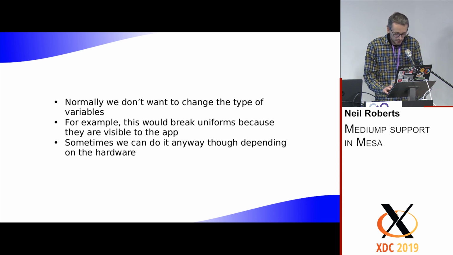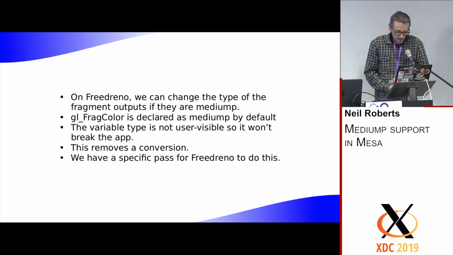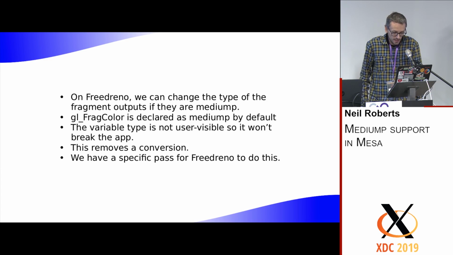So, for example, on Freedreno, the outputs for the fragment shader can be half float, and the type of the output variables from the fragment shader aren't visible to the application anyway, so it doesn't matter if we lower them. So in that last example where I said we convert to float 32 directly before storing in frag color, if we change the type of frag color, we can get rid of this conversion. So we made a pass that's specifically for Freedreno to do this.